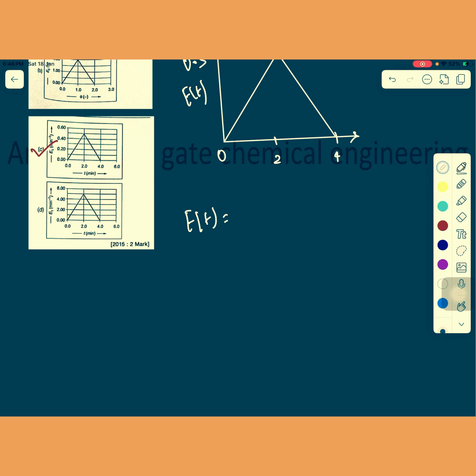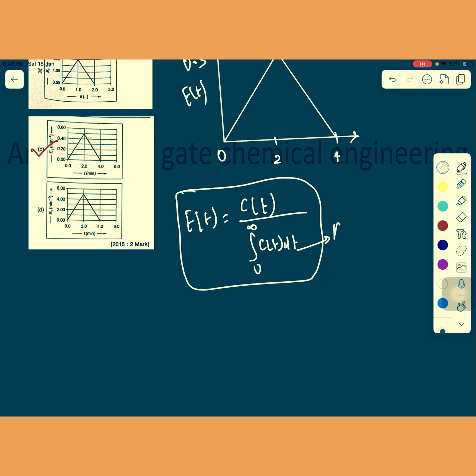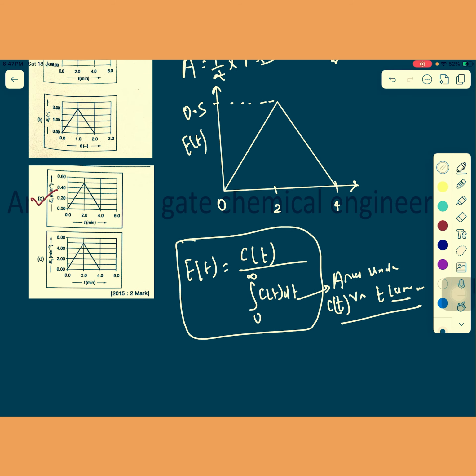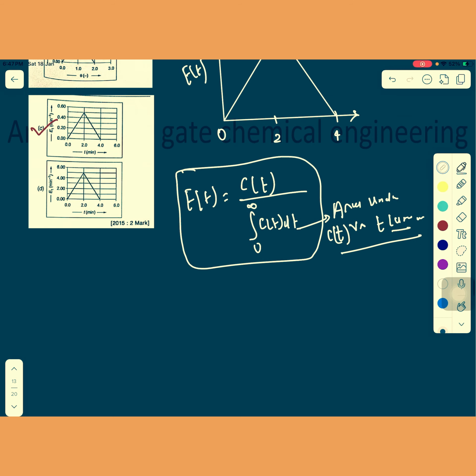So the value of E(t) will be equal to C(t) divided by the integral from 0 to infinity of C(t) dt. This integral of C(t) dt is called the area under the C(t) versus t curve, something like that. Okay, I hope this question is clear to all of you now.